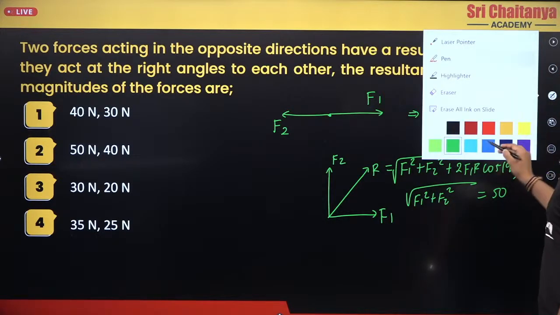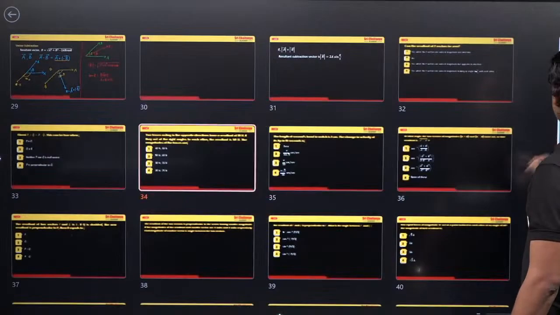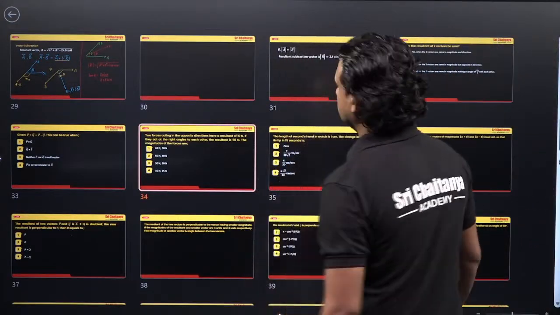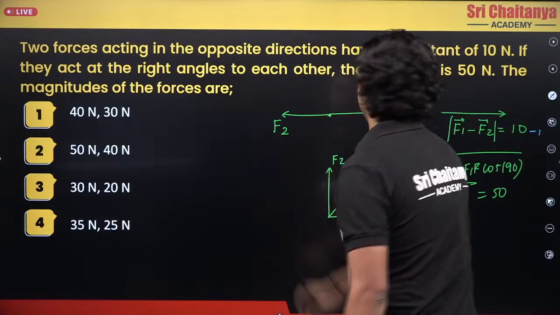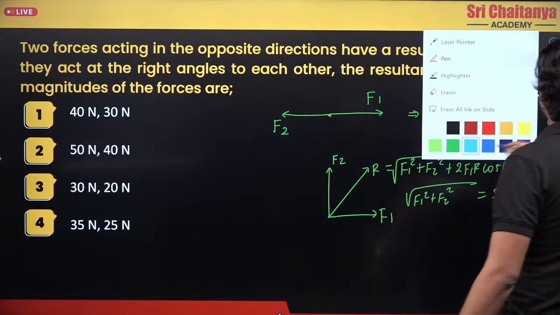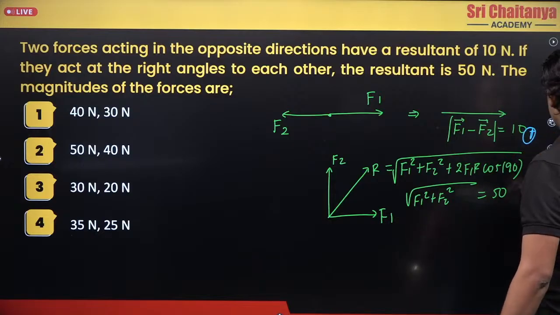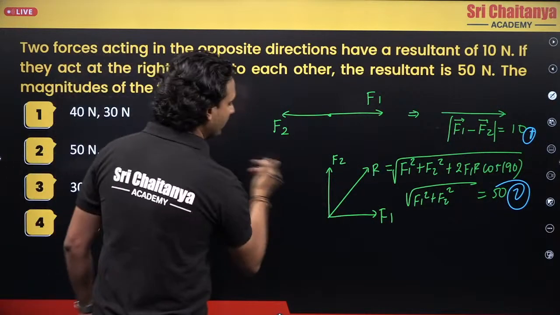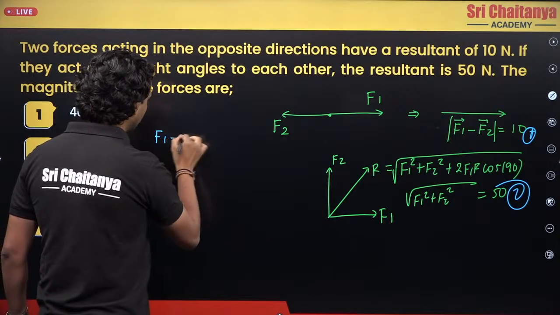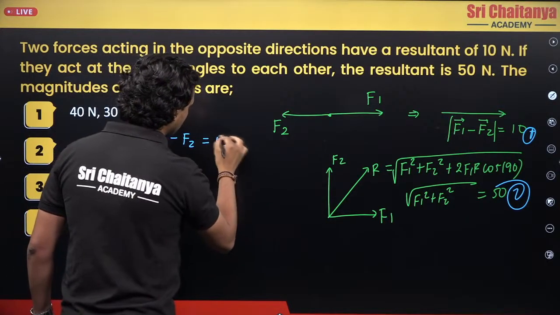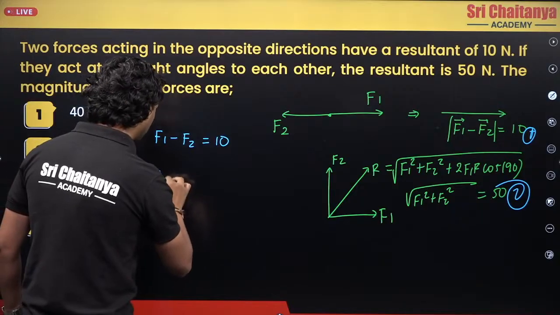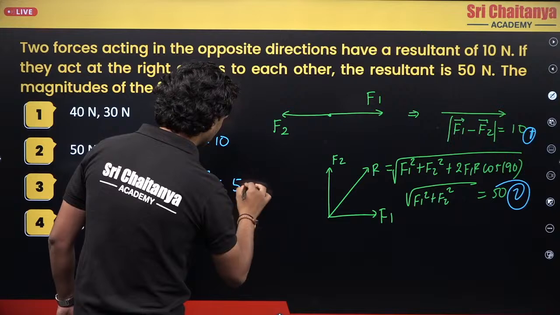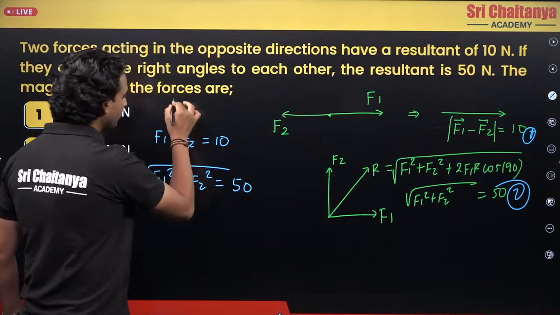How many equations do I have? I have two equations. This is my first equation, and this is my second equation. So let's try to solve them. I can say F1 minus F2 is equal to 10, and the second is F1 square plus F2 square is equal to 50 under root. I am assuming that F1 is greater than F2.